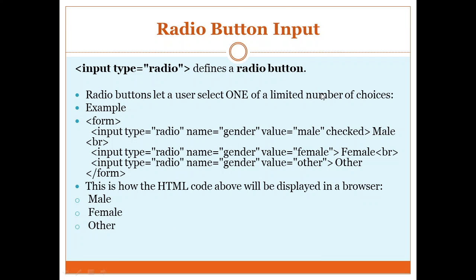And if we give input type equal to radio, it defines the radio button. The radio button lets a user select one of a limited number of choices, and within the form you can place 3, 4, 5, however many radio buttons we need. But you have to make sure that only one radio button can be selected by the user.